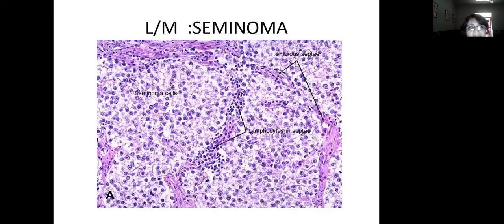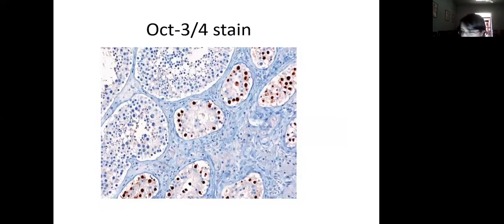Now the anaplastic seminoma. These are the seminoma cells, large clear cells with a lymphocytic infiltrate. This is an OCT3/4 stain, which is highlighting the germ cells.